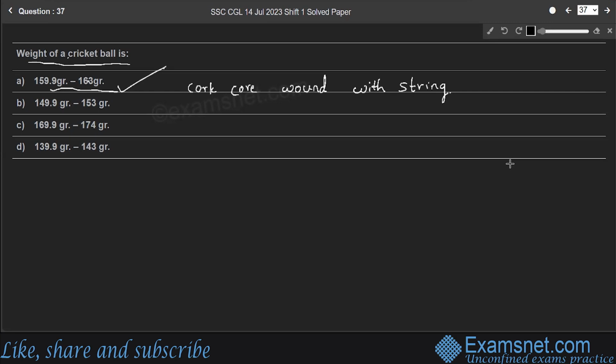Cricket balls are harder and heavier than baseballs. So for this question, option A is the right answer. 159.9 gram to 163 gram is the weight of a cricket ball.